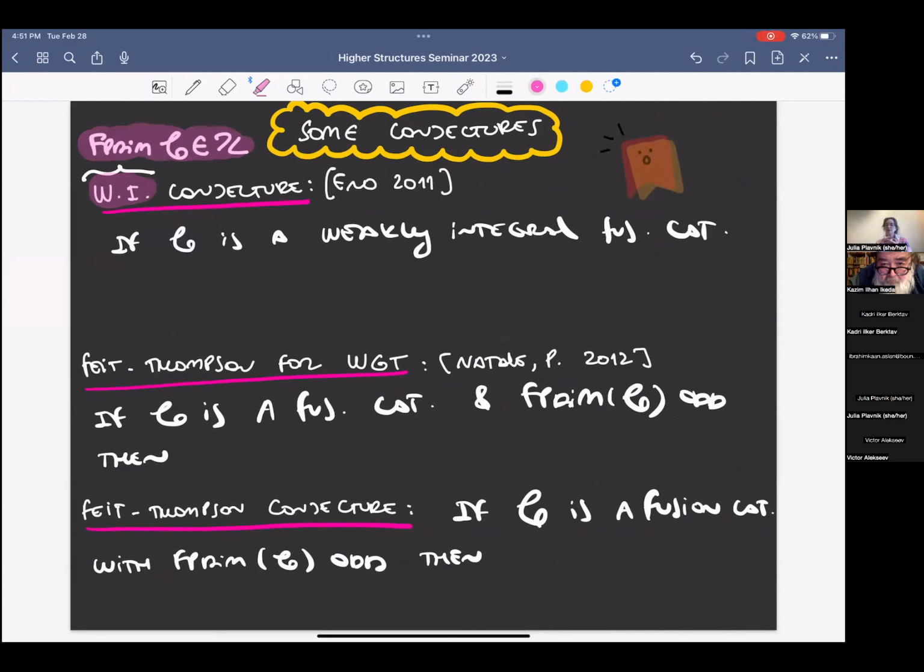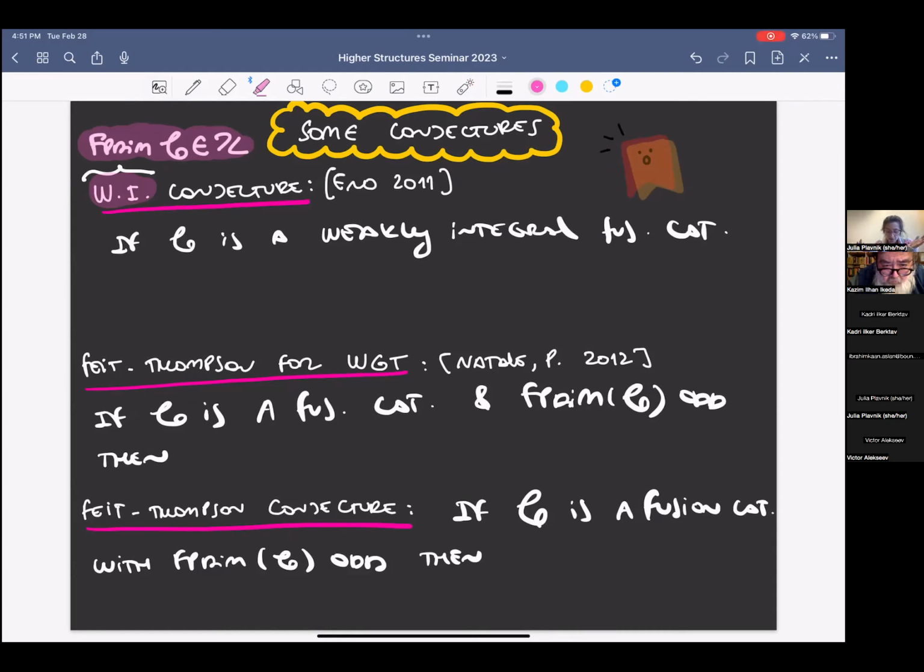I told you, if it's pointed, we know that it's Vec_G^ω, so it comes from G and a 3-cocycle. If it's integral, it comes from a quasi-Hopf algebra, representations of a semisimple quasi-Hopf algebra. But if it's weakly integral, we don't know how they look. So this conjecture addresses that topic.